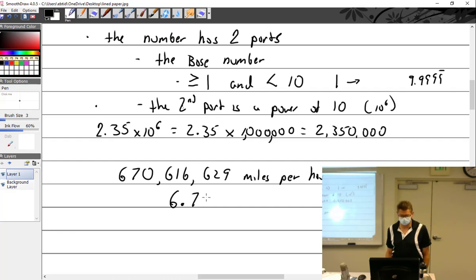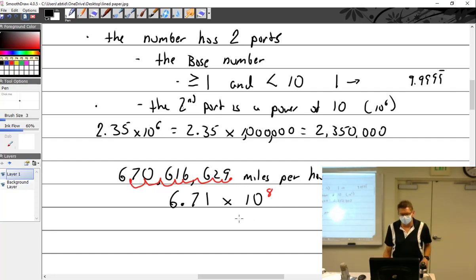Okay, we're going to round to just 6.7. What will be the next number? 1. Okay, 6.71 times 10 to the 8. 1, 2, 3, 4, 5, 6, 7, 8. 10 to the 8. Now I want you to just notice this. And again, it's real easy to look at this.